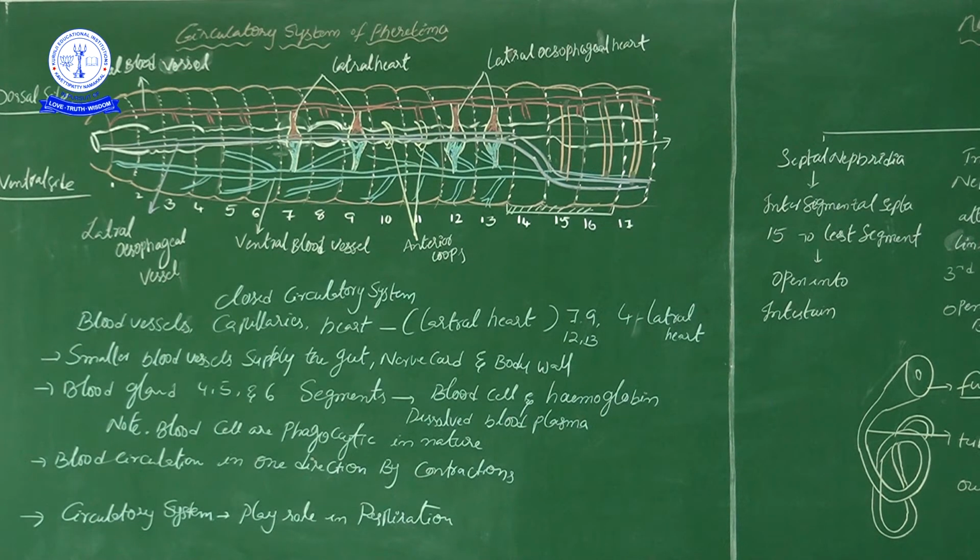Circulatory system. What is the meaning of the circulatory system? When you hear the word circulatory system, you will get some information. The circulatory system plays an important role in the circulation of body fluids. What body fluids are there? Blood. Blood is a body fluid. The blood, the body fluid, is circulated by a special system. This circulatory system we do not see in the earlier phyla.